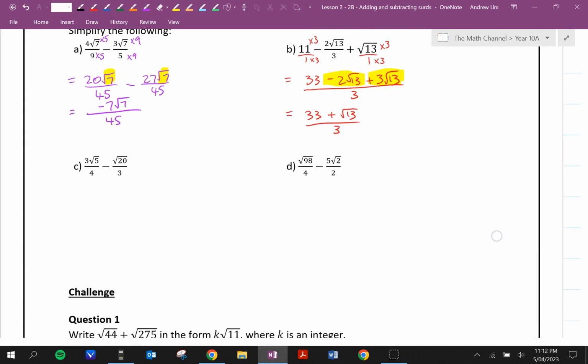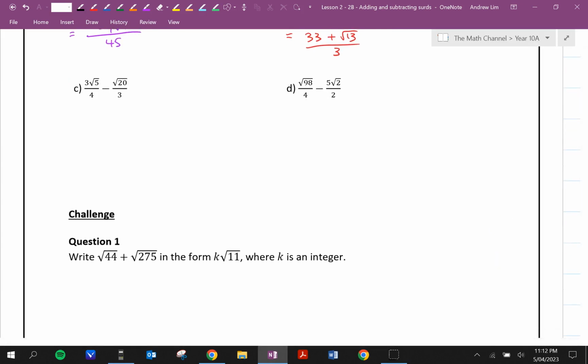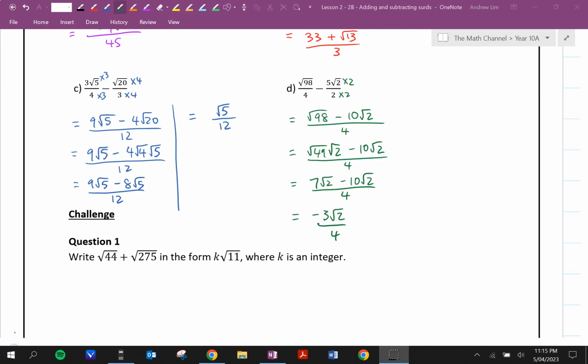Alright, let's have a look at C and D. Maybe I'll get you to pause the video, have a go with this, and then I'll just reveal the answers. Alright, so here's the answers. So for question C, we need a common denominator of 12, so multiplying the entire left-hand fraction by 3, the top and bottom, and the right fraction, both top and bottom, by 4.